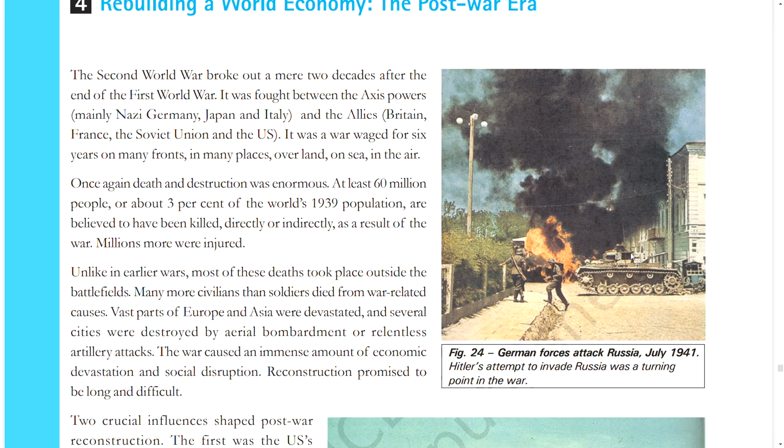Figure: German forces attack Russia, July 1941. Hitler's attempt to invade Russia was a turning point in the war.